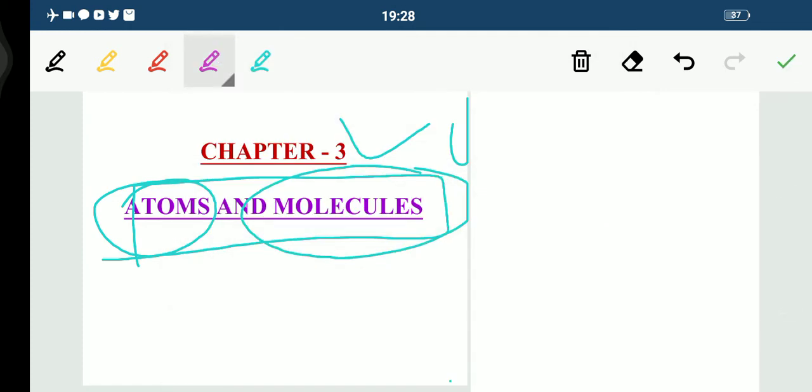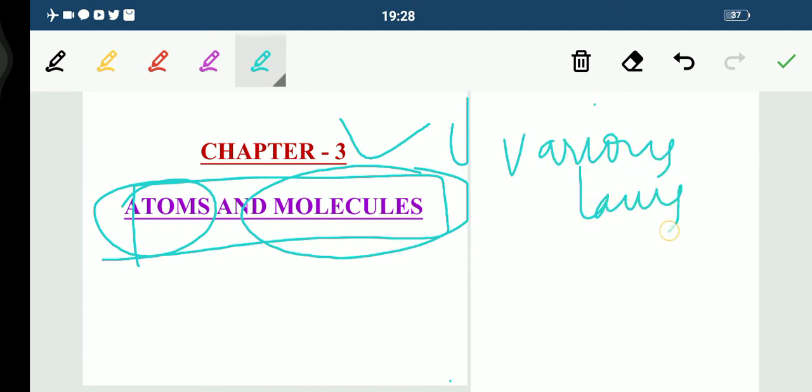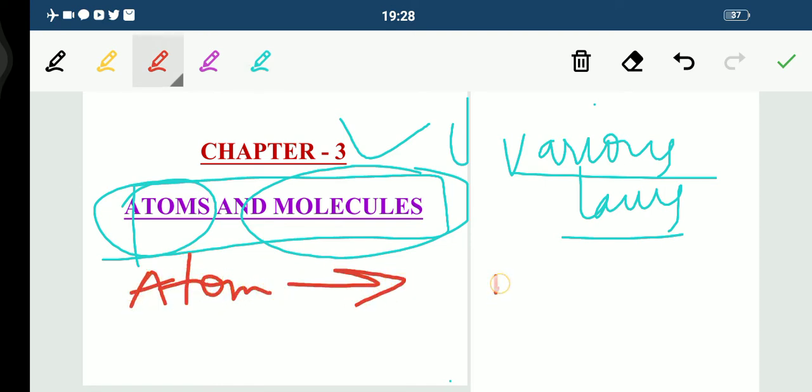Students, in this chapter we shall discuss the various laws, which explain how atoms combine to form the molecule. So now we have come to know how these atoms combine to form the molecules. This is what we'll be studying. Symbols and formulae of atoms and molecules, various ways of expressing their masses.